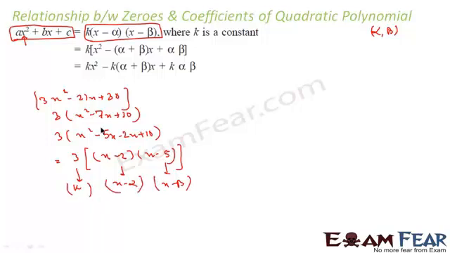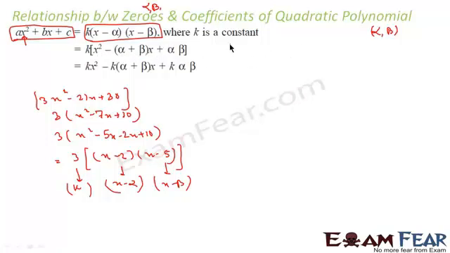So what I have done is written this ax square plus bx plus c as k into x minus alpha into x minus beta, where k is a constant and alpha and beta are factors, or zeros, of this polynomial. Correct? Alpha and beta are zeros of this polynomial. Now the same thing I can write in this form: x square minus alpha plus beta x plus alpha beta. Why? I can show you.